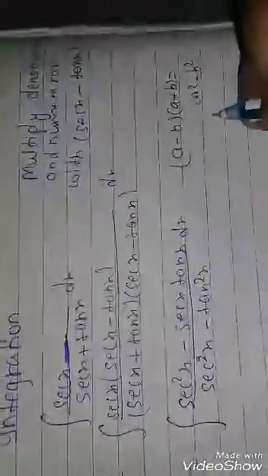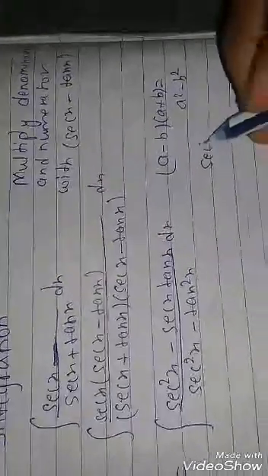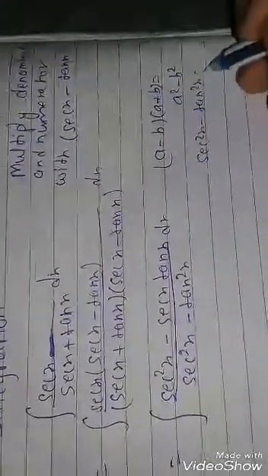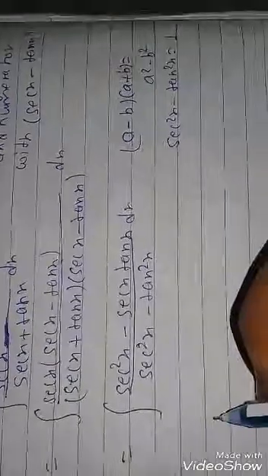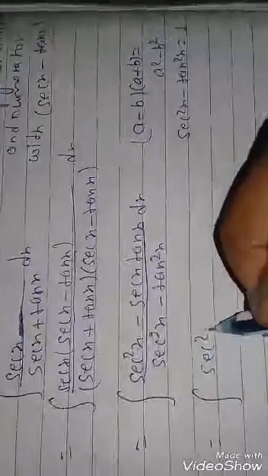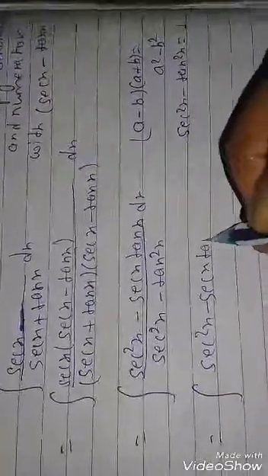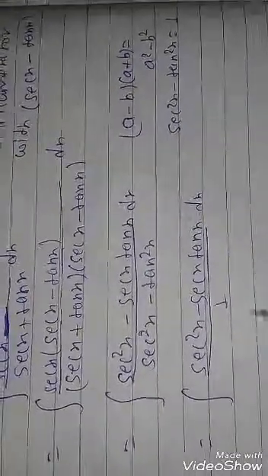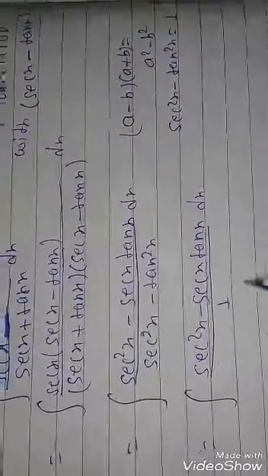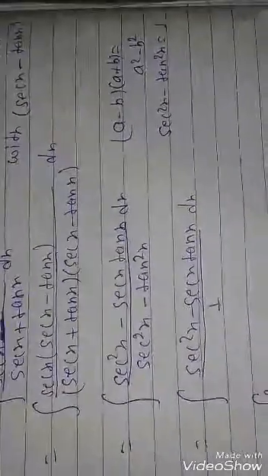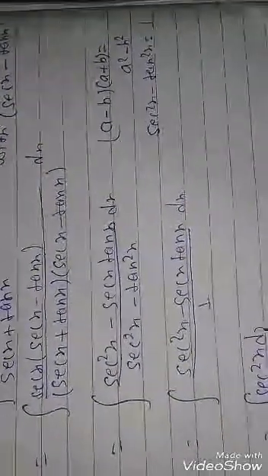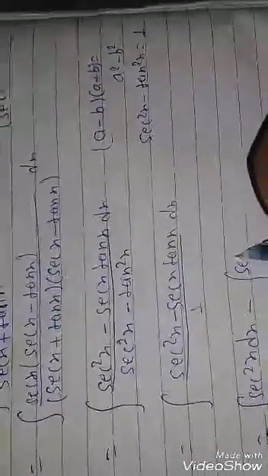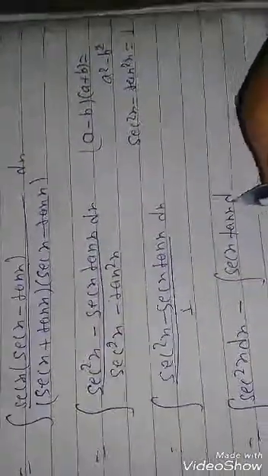So we have a relation in optional mathematics, that is sec square x minus tan square x equals 1. So let's put sec square x minus tan square x equals 1. So let's put secx minus tanx upon 1 dx. Now we will just separate: integration sec square x dx minus integration secx tanx dx.